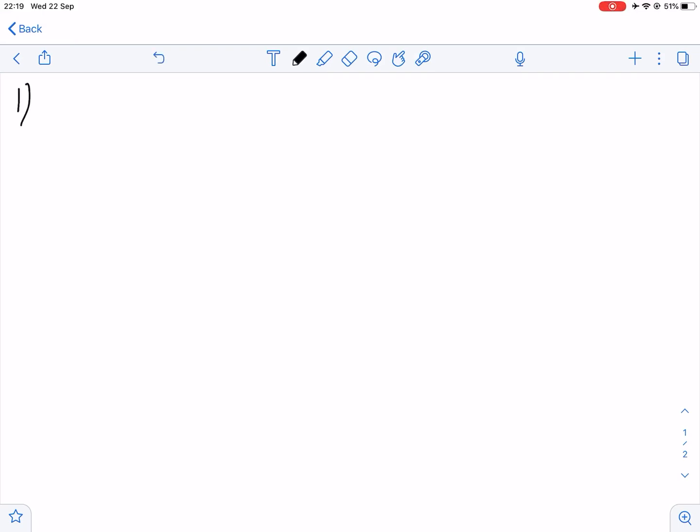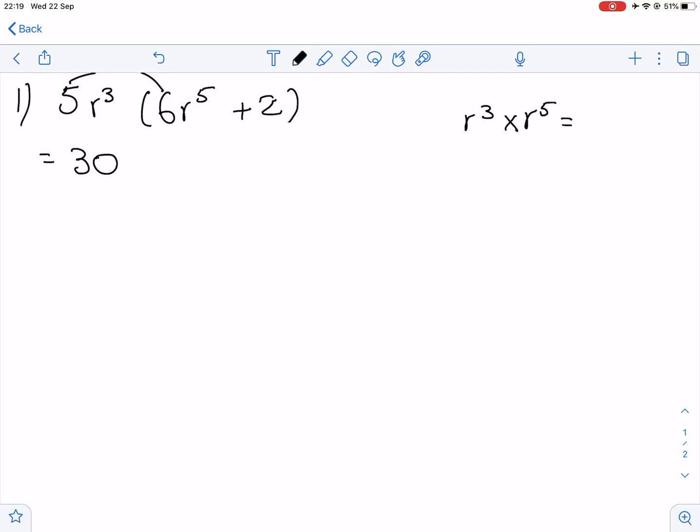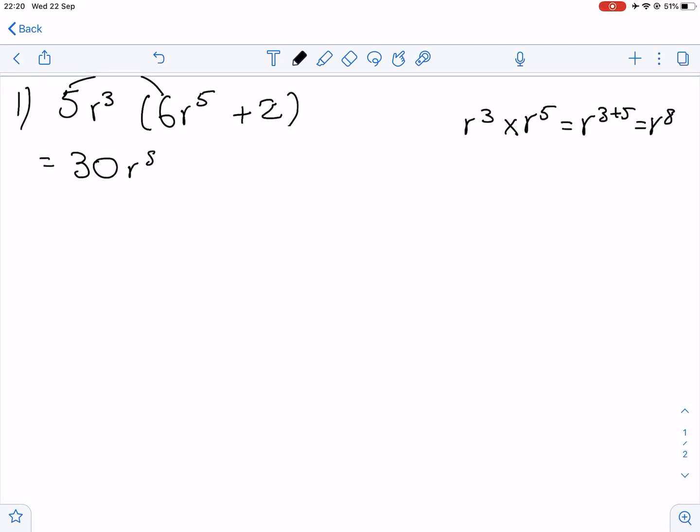So question 1 asks you to expand 5r cubed (6r to the power of 5 + 2). So we multiply 5 by 6, so we get 30. Then remember, this is r cubed multiplied by r to the power of 5. So this is laws of indices, so we're just going to add the powers. So you get r to the power of 8. So it's 30r to the power of 8.